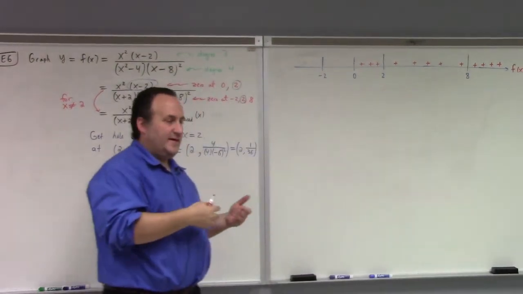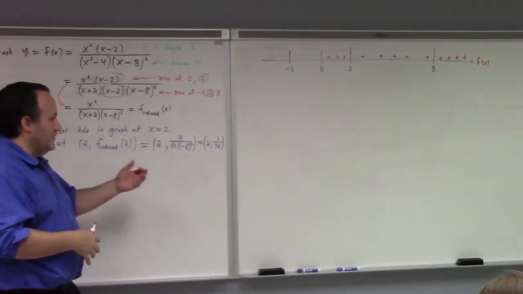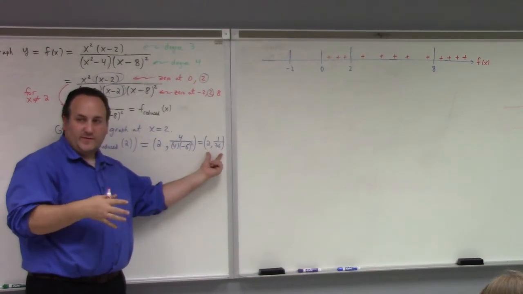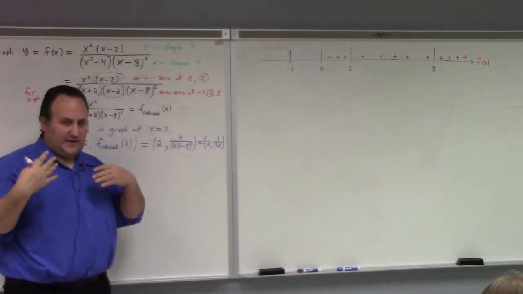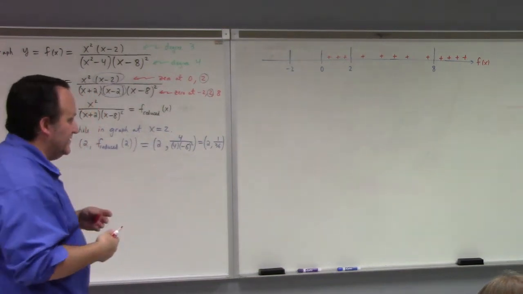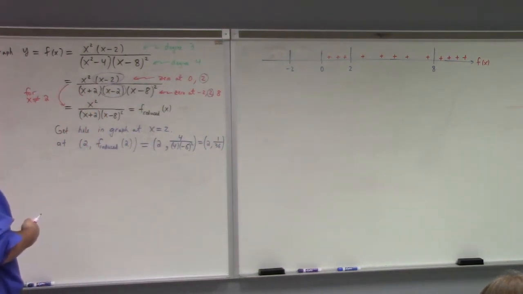You start thinking about that, and it makes sense, because our hole in the graph is at 2, 1/36. So that means that it's positive, and once you understand more what a hole in the graph means, that'll make more sense to you. How about 0?